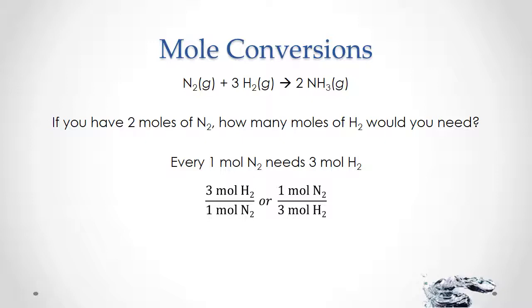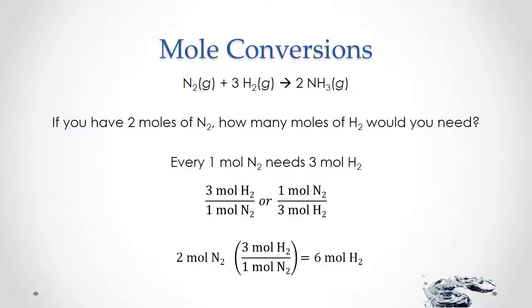Well, since we want our desired answer to be H2, we're going to use the first setup. Therefore, when we take 2 moles of N2 and multiply by the quantity 3 moles of H2 divided by 1 mole of N2, we're going to end up getting 6 moles of H2. So for every 2 moles of N2 that we have, we need to use up 6 moles of H2 in order to get the reaction to go to completion.